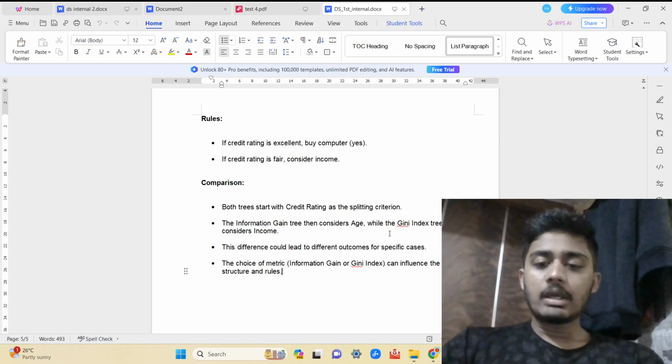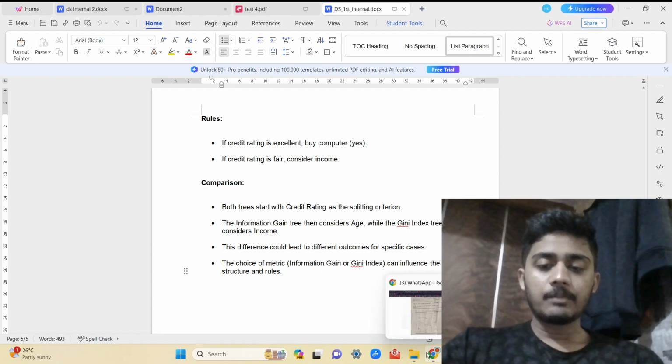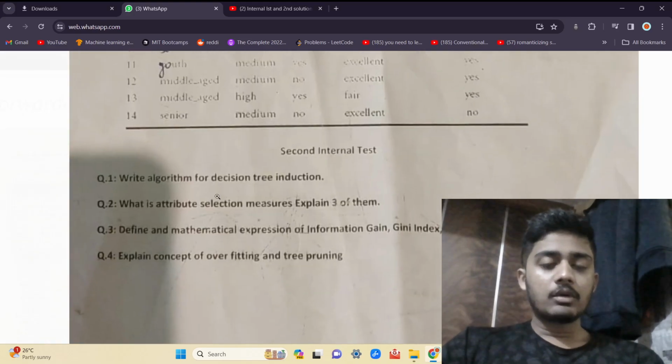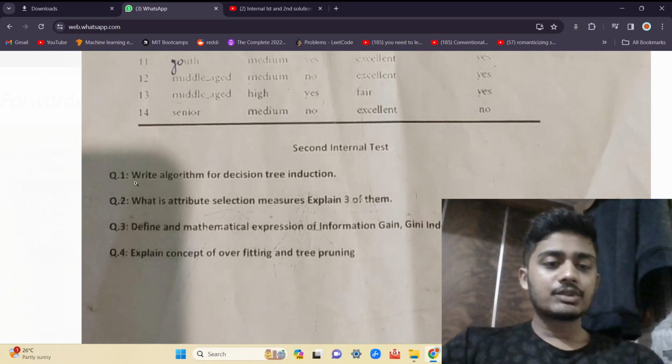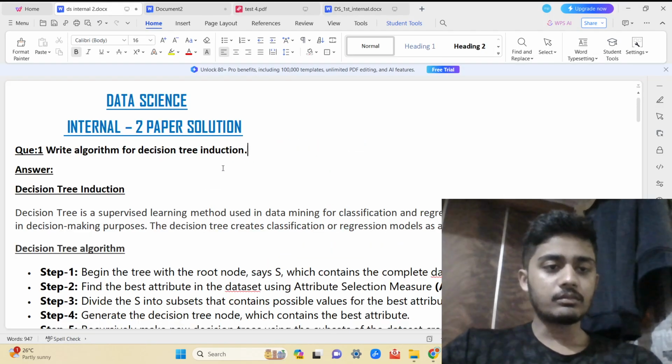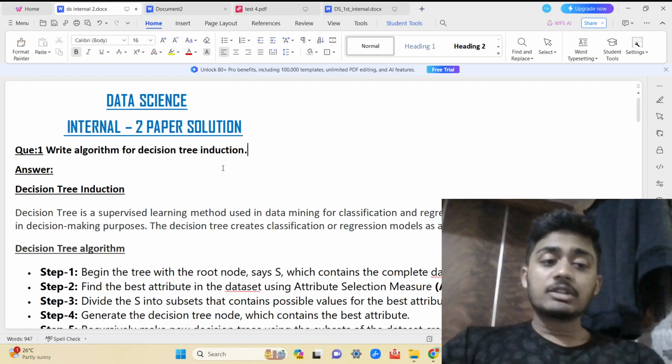So let's move ahead and start with the second paper. The first question is: write an algorithm for decision tree induction. So the first question can be solved like this.